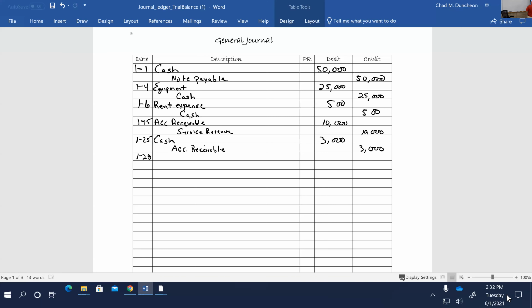On 128, we purchased land for $200,000 by paying $10,000 cash and obtaining a loan for the balance. Well, here is our first example that we're working on where we are going to have 3 accounts that are affected here. Okay, we purchased land. Land is an asset. We are increasing our assets, so we're going to go ahead and put that on first. Land for $200,000.